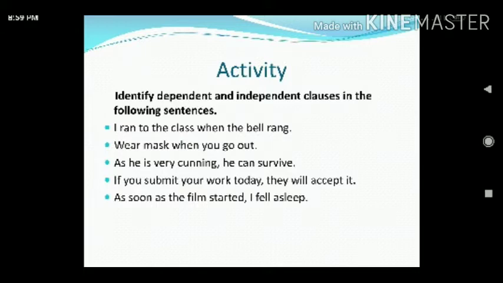If you submit your work today, they will accept it. Here the first part is a dependent clause and the second part, they will accept it, is an independent clause. Last one, as soon as the film started, I fell asleep. I fell asleep is an independent clause because it is complete. But the first part, as soon as the film started, is not complete, so it is a dependent clause.